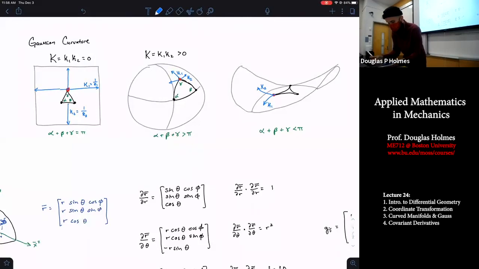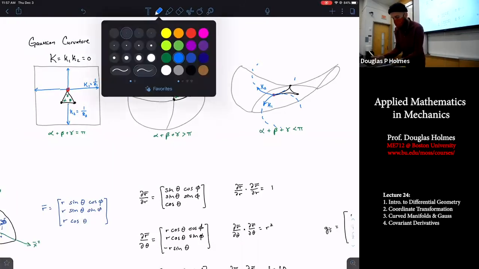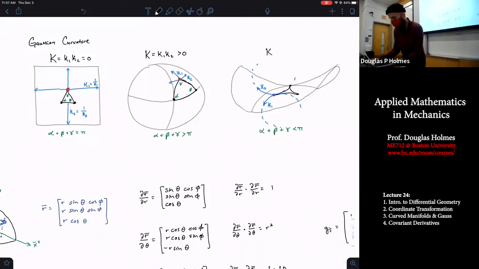Let me just make that more clear. This is like a circle like this. This is a circle like this. And at that point, the normals are going to have to switch. One's going to have to be up or down. And so we know that the Gaussian curvature of this hyperbolic surface is always going to be less than 0.